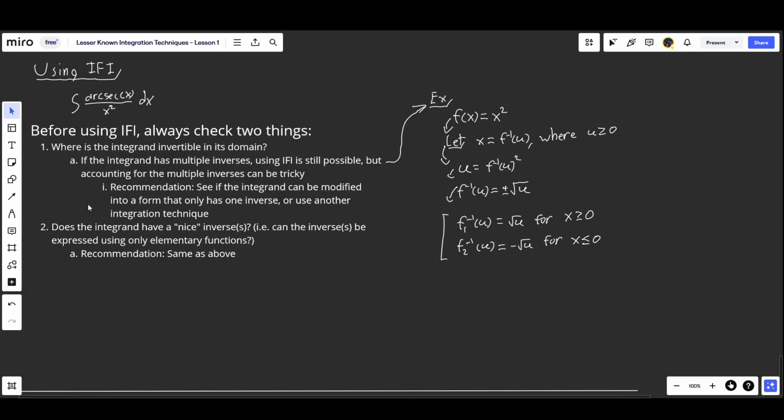The second thing you should check is if the integrand has a nice inverse. And what I mean by nice is the inverse is able to be expressed using elementary functions, which are functions that are some combination of functions that we're used to seeing, like logarithms, trigonometric functions, polynomials, rational powers, things like that. For example, the inverses of f of x equals x squared are simply the square root of u and negative square root of u. These are elementary.